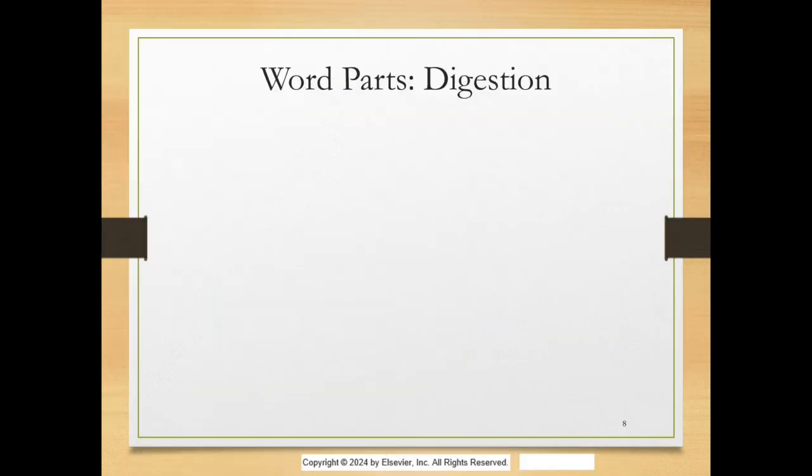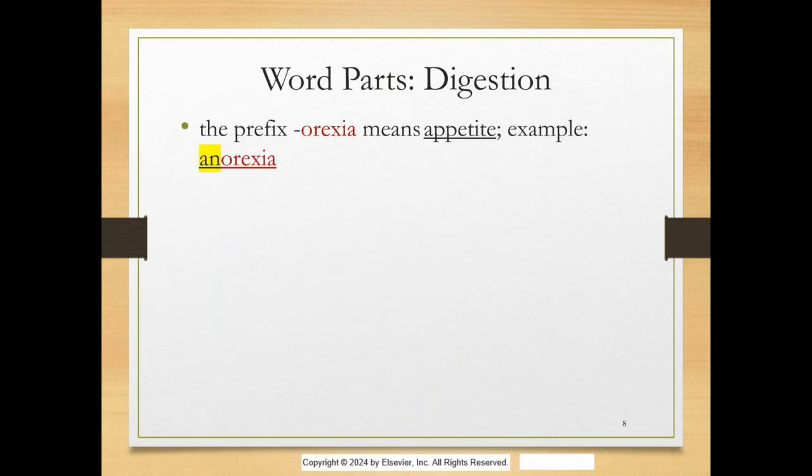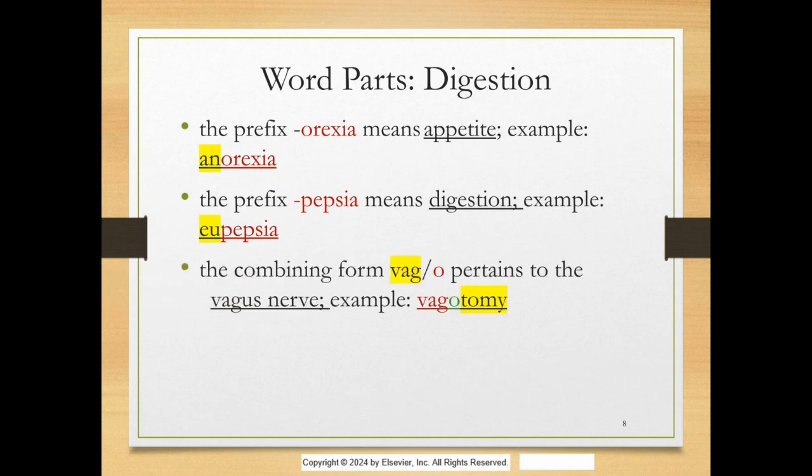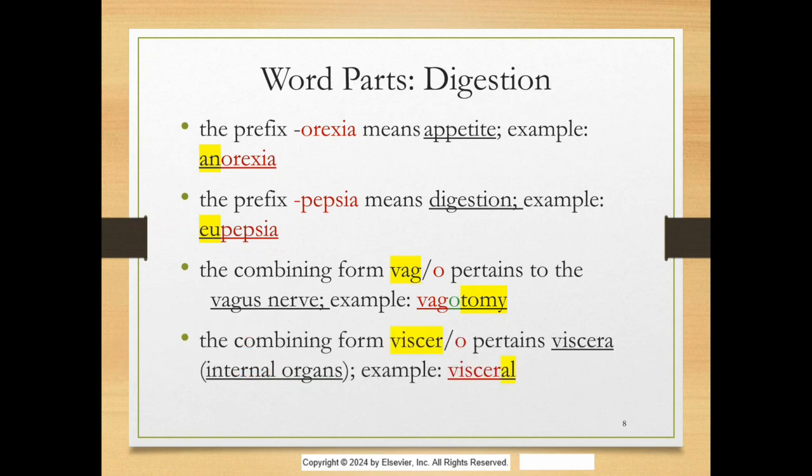The suffix -orexia means appetite. Example, anorexia. The suffix -pepsia means digestion. Example, eupepsia. The combining form vago pertains to the vagus nerve. Example, vagotomy. The vagus nerve controls the release of stomach acid, so to decrease that acidity, a vagotomy may be performed. The combining form viscero pertains to viscera, as in internal organs. Example, visceral.